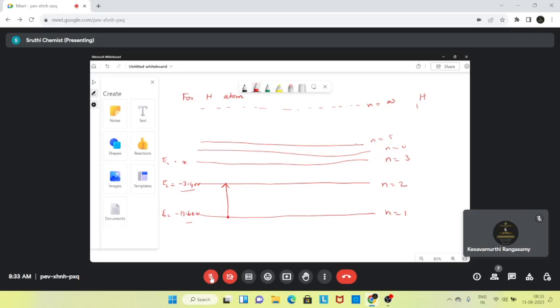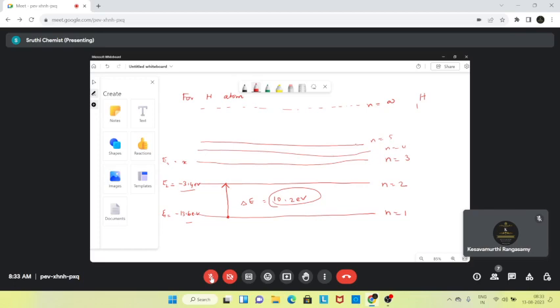Your higher energy state is minus 3.4, so it is minus 3.4 plus 13.6. That will be your delta E. So delta E is 10.2 electron volt. So for the electron in the first orbit to move to the second orbit, it has to absorb 10.2 electron volt of energy. Simply, it is equal to the difference in the energy levels.